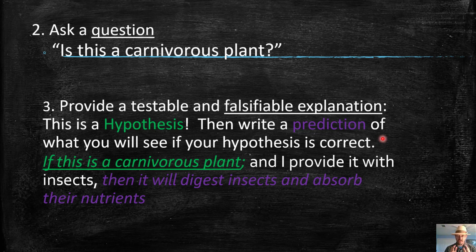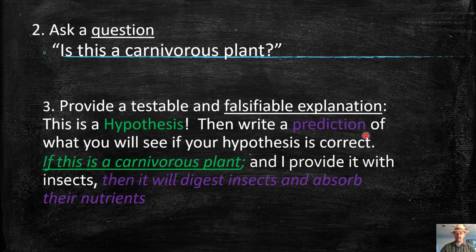research hypothesis. A research hypothesis is more than just your basic hypothesis. So in this example, in green is the hypothesis, or if you're colorblind, it's underlined, okay? So it says, this is a carnivorous plant. That's your hypothesis. That's your explanation for why it looks the way it does. Notice, though, that the complete research hypothesis has more than that. So it says, if this is a carnivorous plant, and I provide it with insects, then it will digest insects and absorb their nutrients.